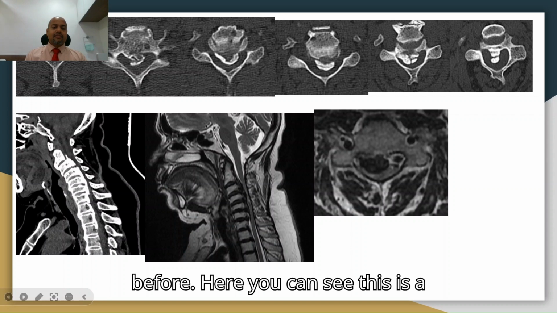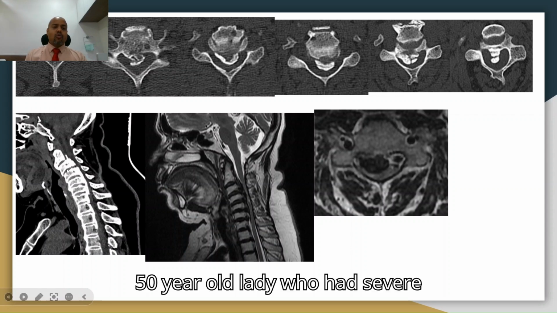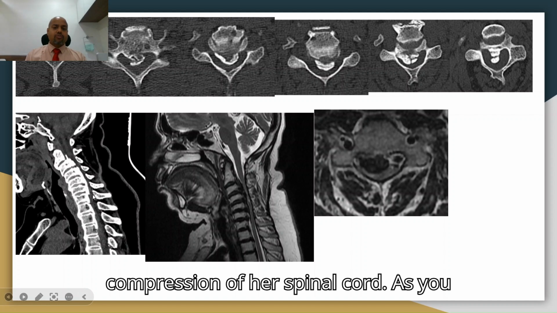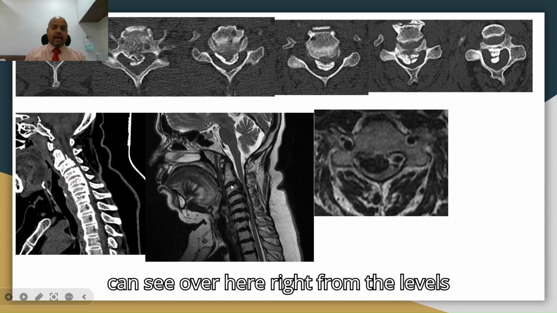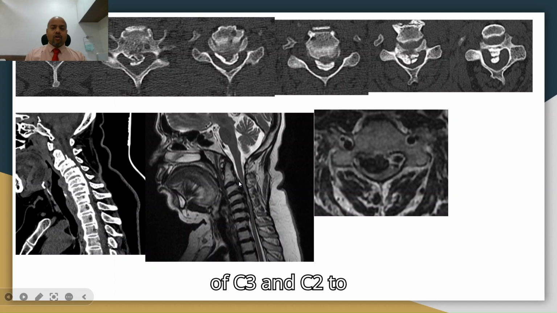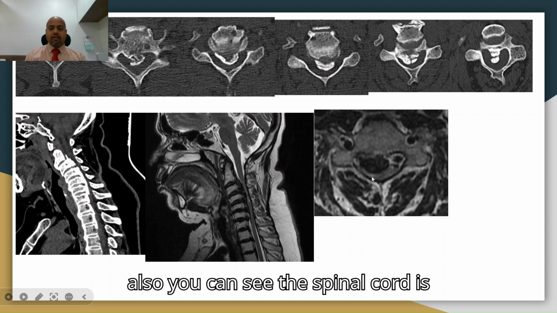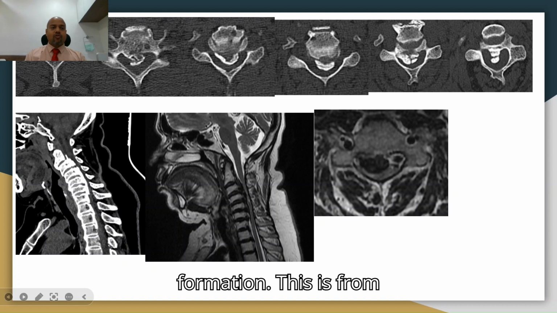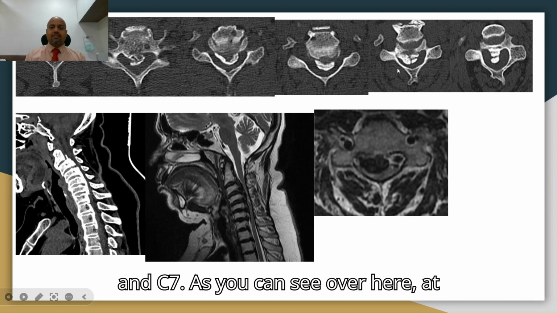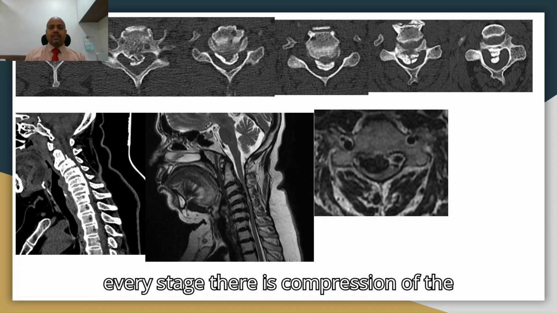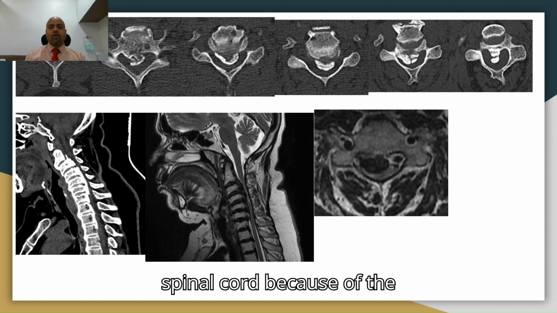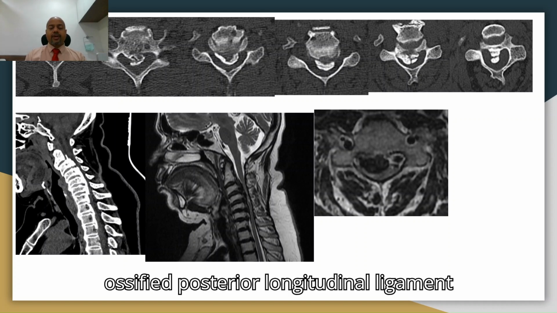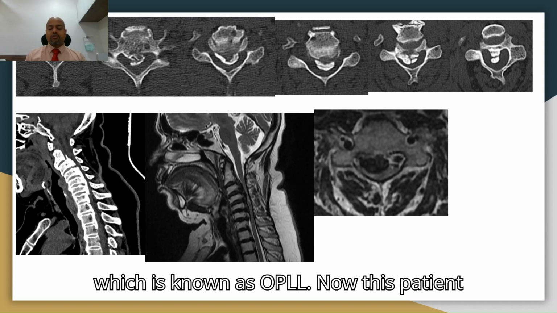Here you can see this is a 50-year-old lady who had severe compression of her spinal cord, as you can see over here, right from the levels of C3 and C2 to about C6, C7, and on MRI you can also see the spinal cord is squished because of a huge bony formation. This is from C2, C3, C4, C5, C6, and C7. As you can see over here, at every stage there is compression of the spinal cord because of the ossified posterior longitudinal ligament, which is known as OPLL.